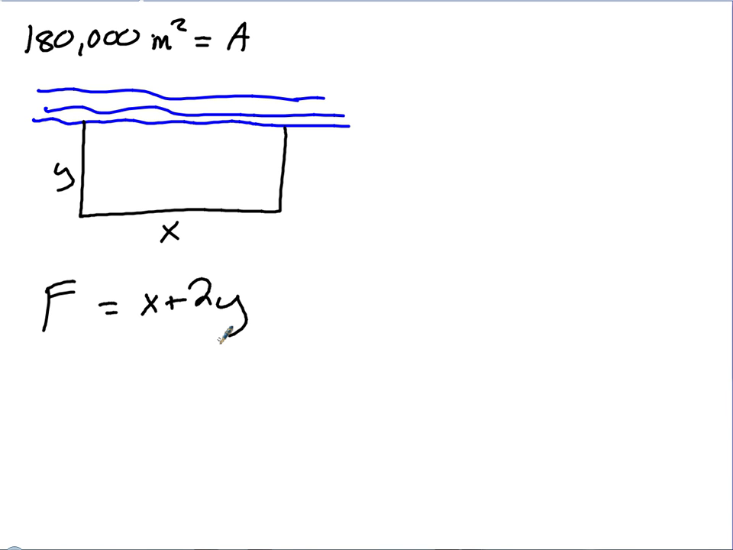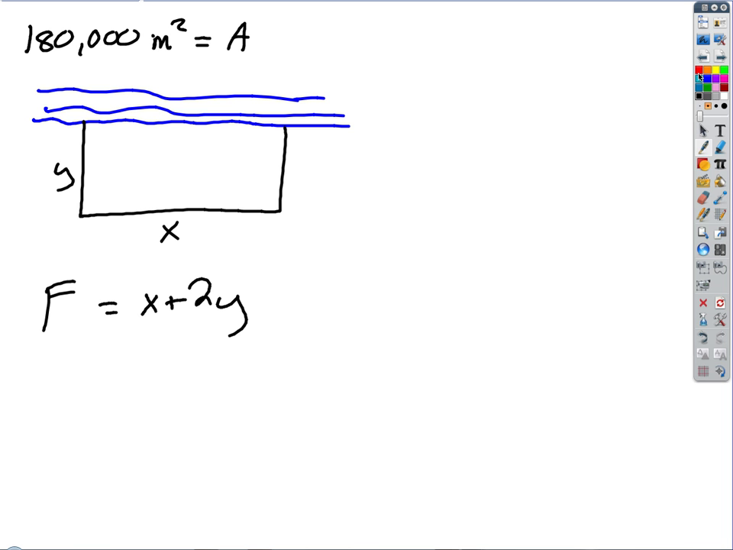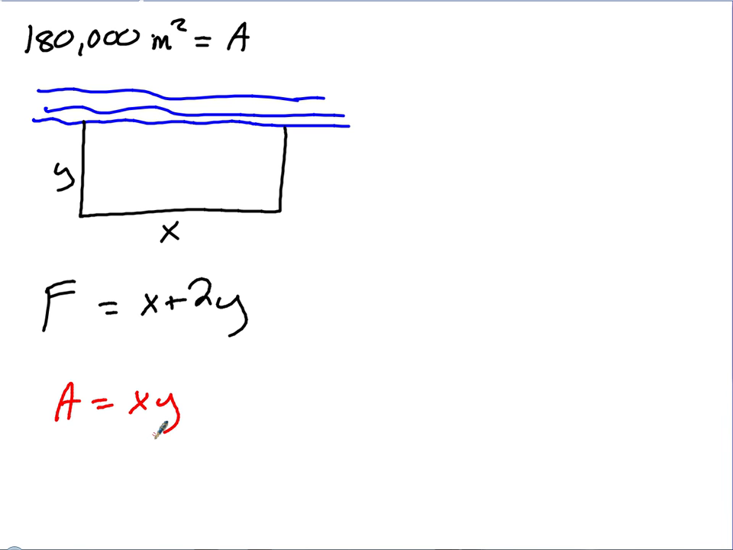What's the problem with that equation? We've got two independent variables, so I have to have a secondary equation. There must be some constraint on this, right? That's going to give us our secondary equation. Now, what's the constraint? Area. So we know that area, which is just x times y, has to equal 180,000, right? Agreed? Okay. So we need to eliminate a variable by solving for it.